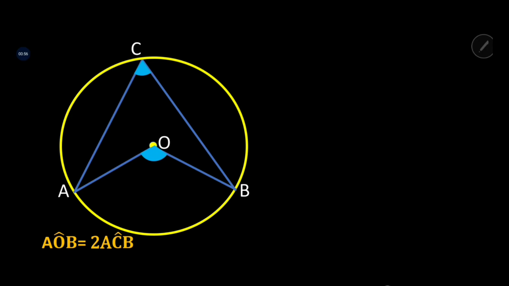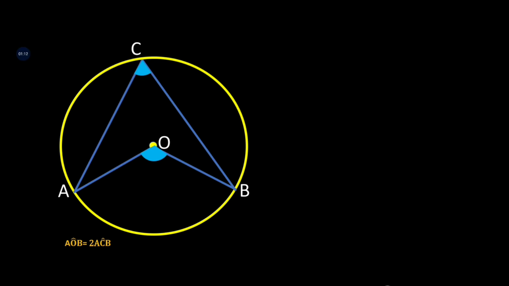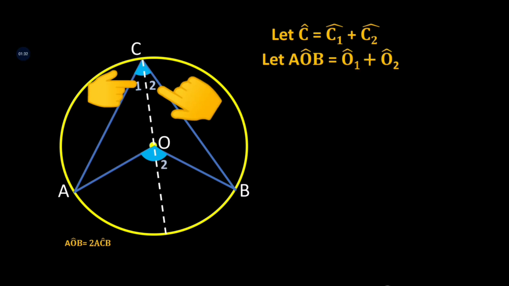Okay, how are we going to prove this theorem? Again guys, whenever you're proving your geometry theorems, you're going to have to practice the routine of drawing these constructions, drawing in the lines. It's a routine procedure. The only way you can get to the bottom of this is by practicing and practicing. Okay, so we're going to draw in a construction line that goes from C through the center like that, and let angle C be divided into two angles, C1 and C2, and in the same instance, angle AOB is now divided into O1 plus O2.